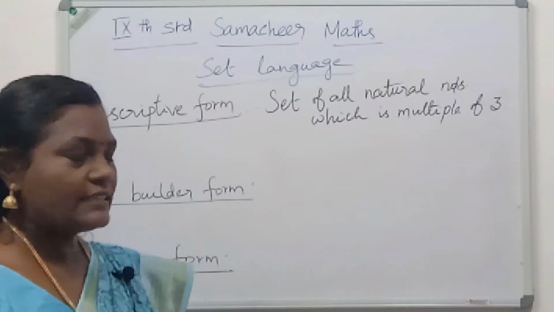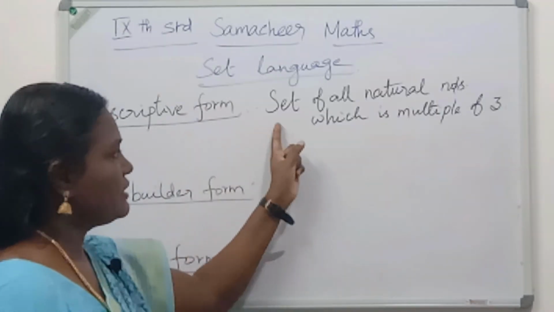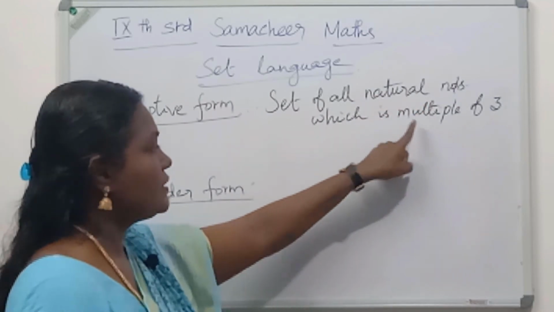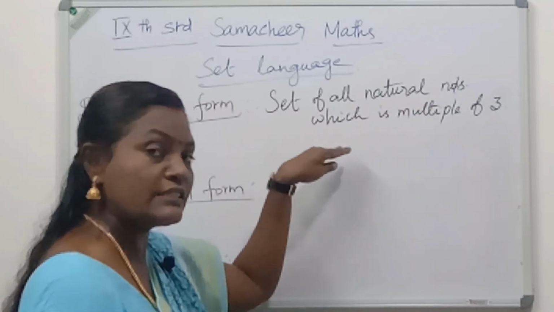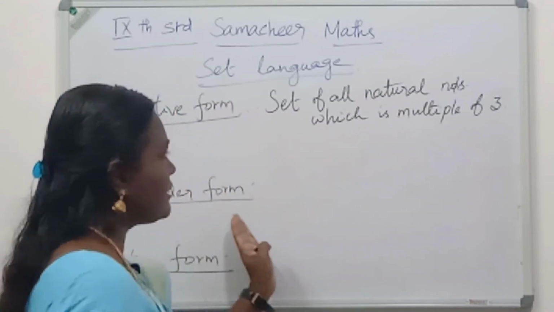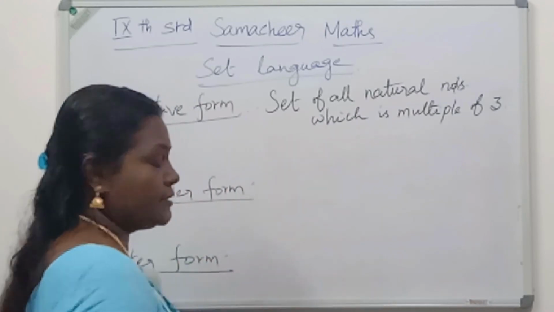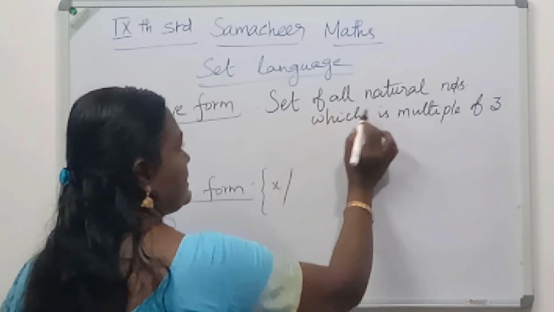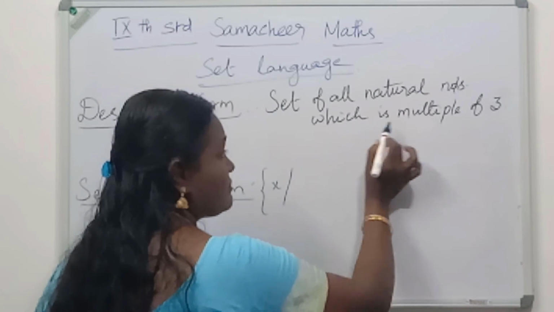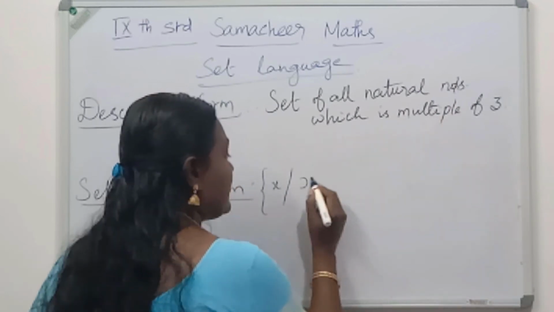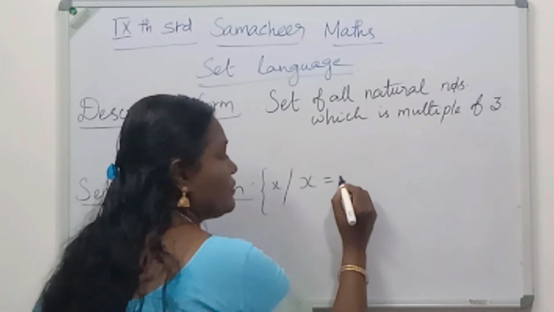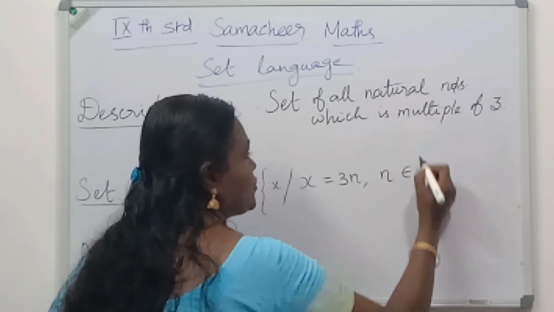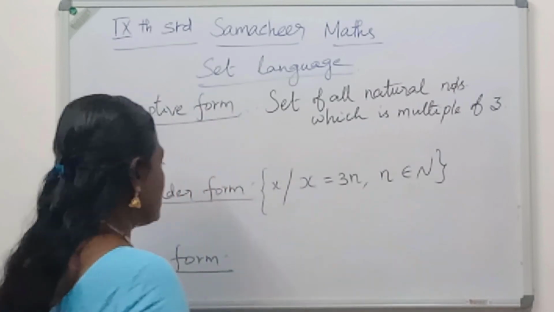See another example. In descriptive form we can say set of all natural numbers which are multiples of 3. Using words we have described the set. In set builder form, how do we express the set? Set of all x such that x is a natural number which is a multiple of 3. So we can write x equal to 3n, and n belongs to natural numbers. Like that we can express it in set builder form.